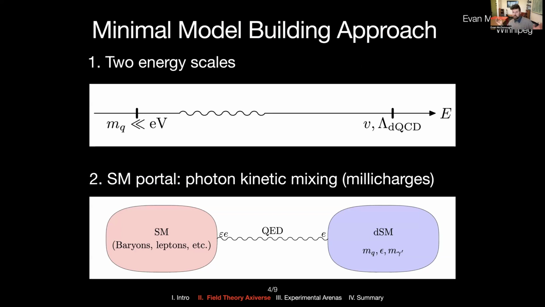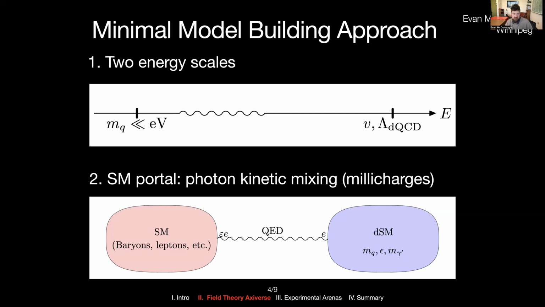So as a minimal model building approach for thinking about constructions of the field theory Axiverse is to take, first of all, two energy scales. You have an ultralight energy scale, which is the quark masses, and a high energy scale, which is the QCD scale. And if you have some dark Higgs or other fields, they have some energy scale benchmarked to that lambda dark QCD. And lambda dark QCD is going to give you your axion decay constant, which you need to be above, say, 10^10, 10^11 GeV to get nice axion dark matter. And you want the quark masses to be then ultralight, much less than eV, to make sure that these pions are really evolving as coherent scalar fields.